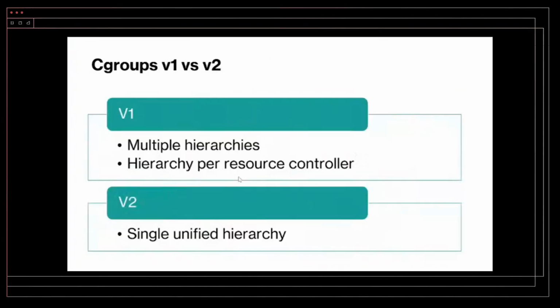Now we have C groups V1 and V2. There are two types of C groups. The legacy C group is version 1 and the newer one is version 2. There's a very good chance that your Linux operating system, be it Fedora, Ubuntu, Debian, or Arch, whatever you're using, is on V2 if you have installed it in the past 5 years or so. By default you're using V2. However, if you're using V1, that's also okay.